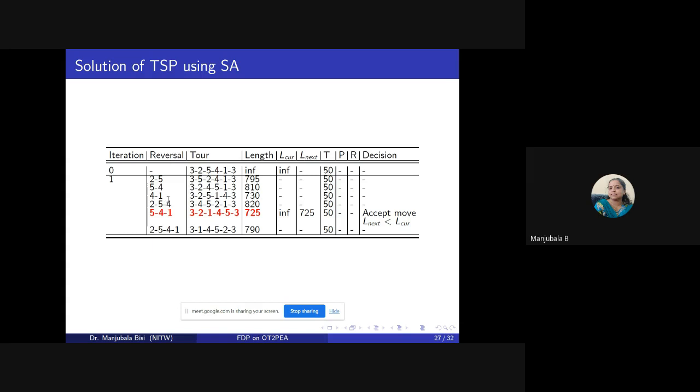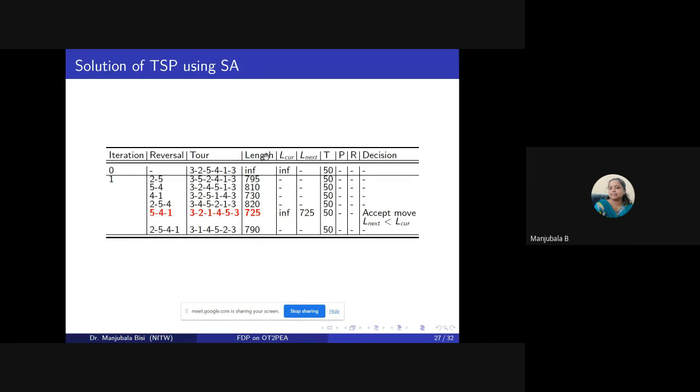Reversal means that to determine the neighboring solution set of a current tour, we have to apply this reversal. I will explain it to you. Next, the third column is the tour. So assume 3, 2, 5, 4, 1, 3. This is the starting solution, the starting tour of the TSP.